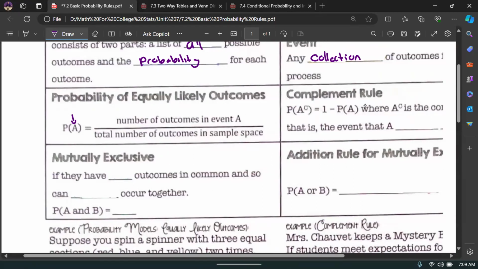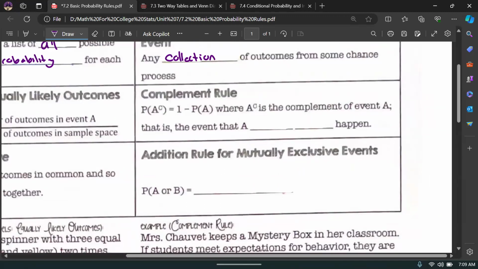The complement rule. We've talked about complements in the last unit. The probability of A complement is 1 minus the probability of A. So if event A has a 20% chance of occurring, then the probability of not A is an 80% chance. If you look at the probability of rolling an 8, there was a 5 out of 36 chance of rolling an 8.